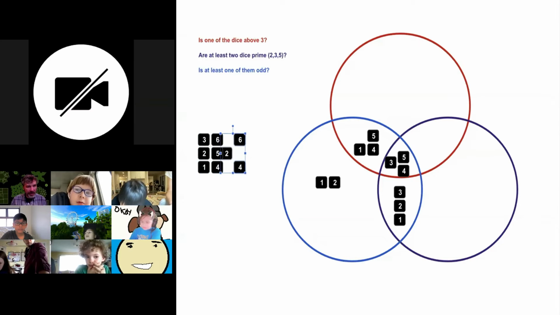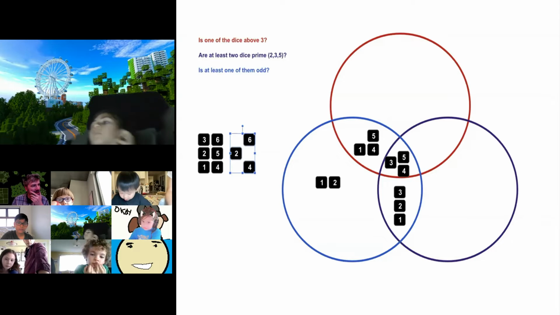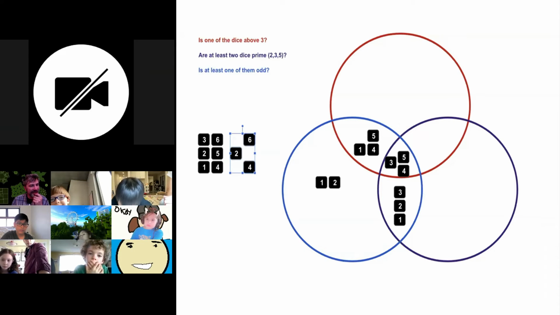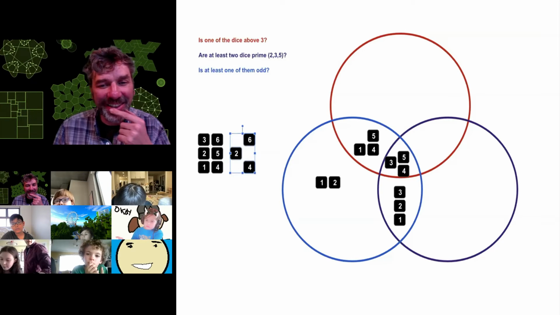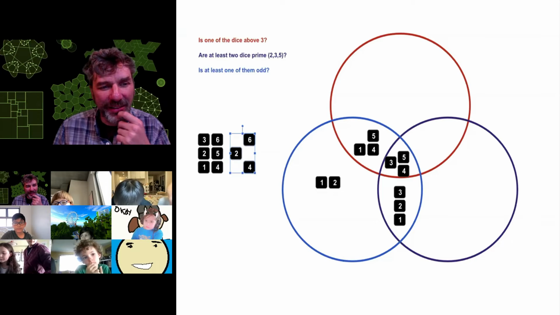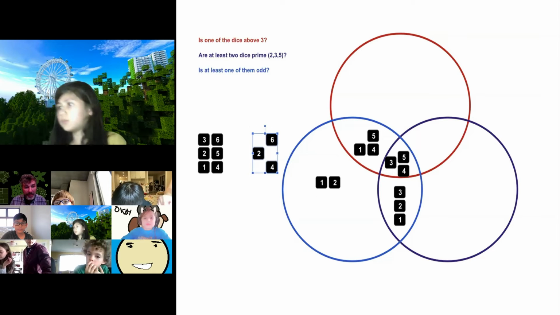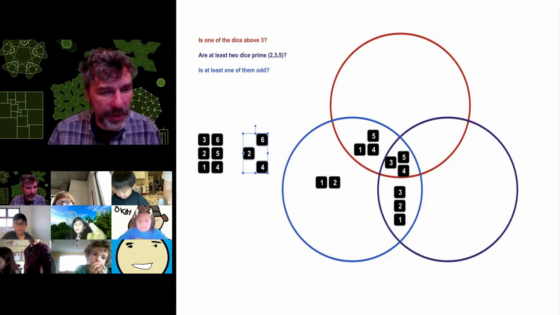Wait, no, it's impossible to fill that. I just realized it's impossible. You agree with Harvey's family? So where does 2, 4, 6 go?